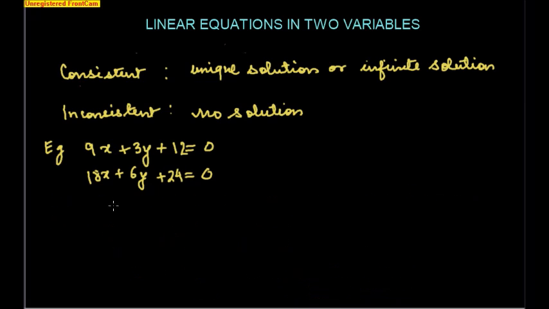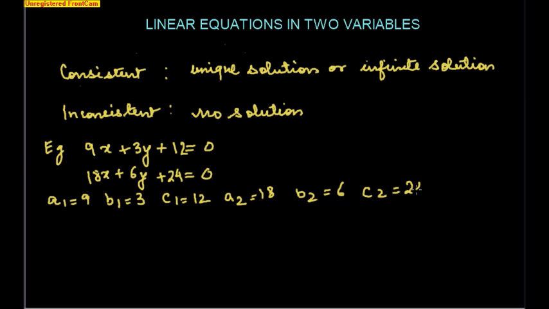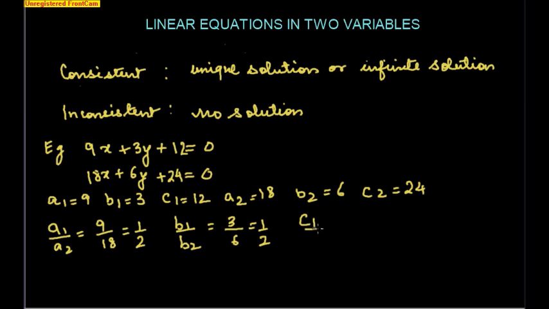Now we have these two equations. We have A1 as 9, B1 as 3, C1 as 12, A2 as 18, B2 as 6, and C2 as 24. Now A1 upon A2 is 9 upon 18, equal to 1 upon 2. B1 upon B2 is 3 by 6, which is again 1 by 2. C1 upon C2 is 12 upon 24, again 1 upon 2.